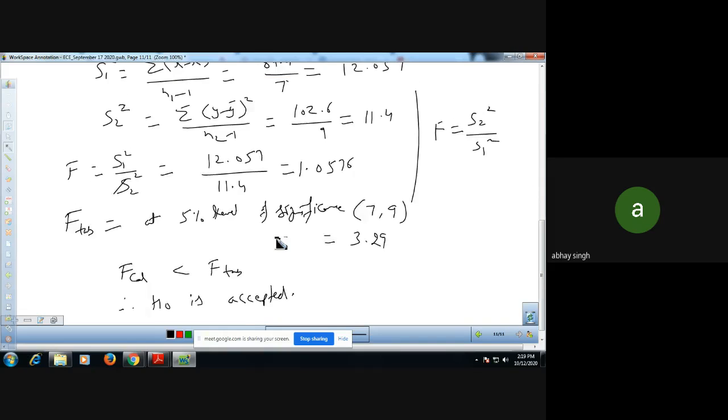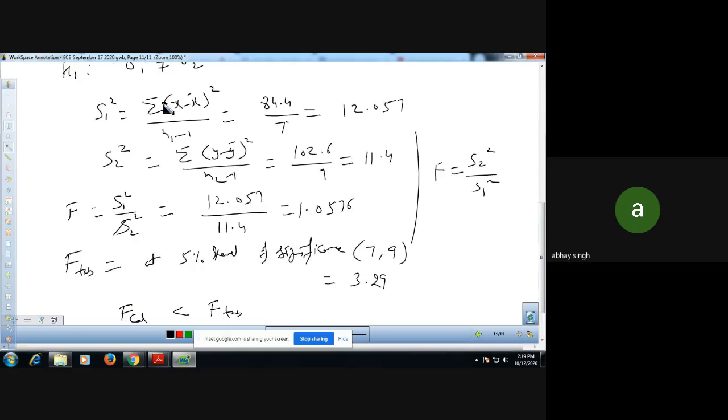If the sample values are given to us, so you can compute in that case S1 square, S2 square by calculating the mean deviation and then dividing it by n1 minus 1. You can do like that.